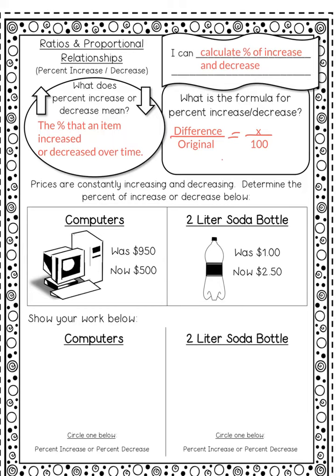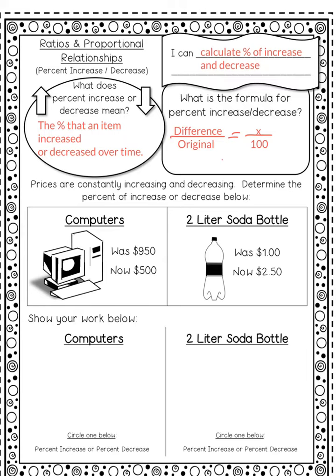We do difference over original equals x over 100. X is our percent that we're finding. And don't forget that difference means to subtract. Now let's look at the first two examples.